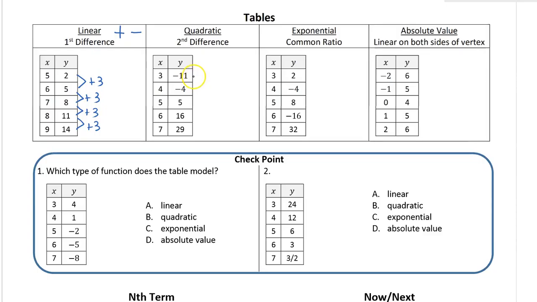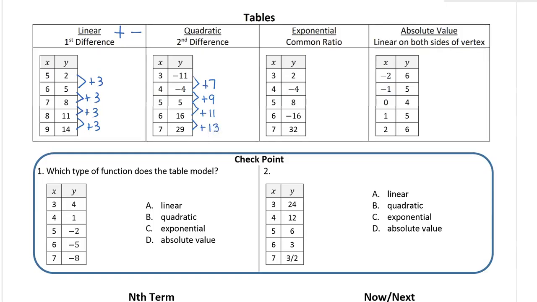So, how do we get from negative 11 to negative 4? We add 7. How do we get from negative 4 to 5? We add 9. How do we get from 5 to 16? We add 11. And 16 to 29, we add 13.